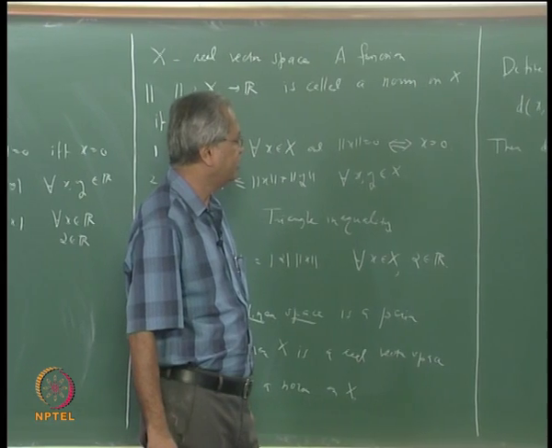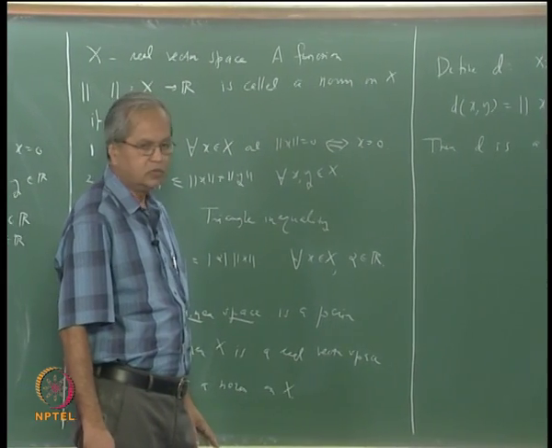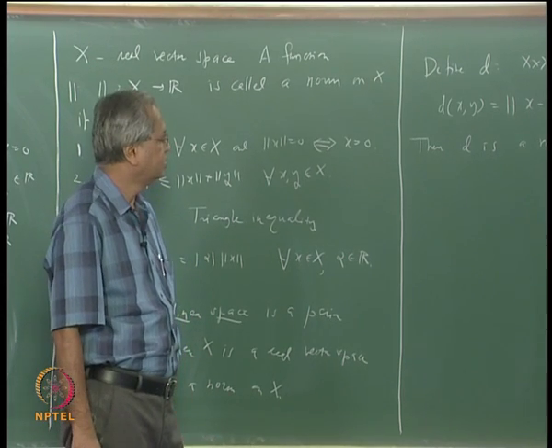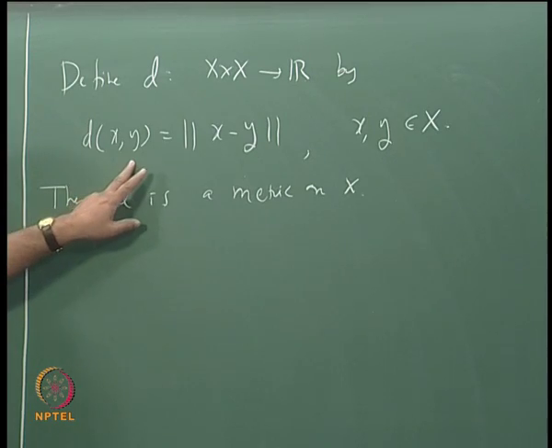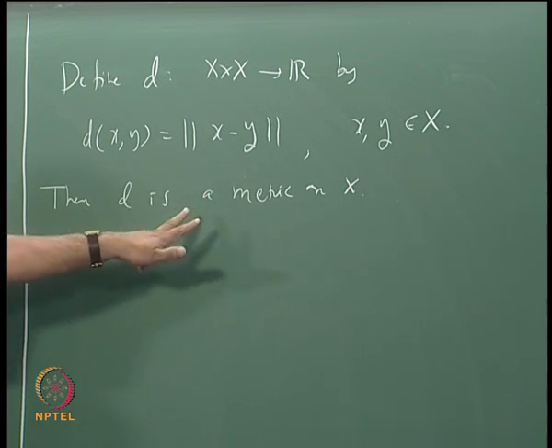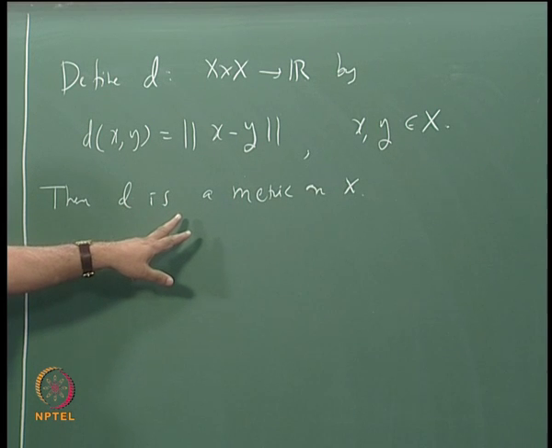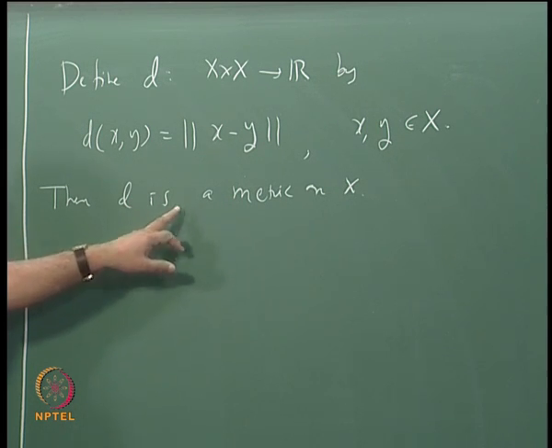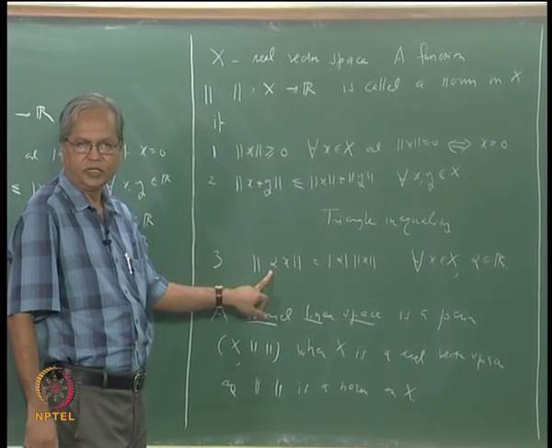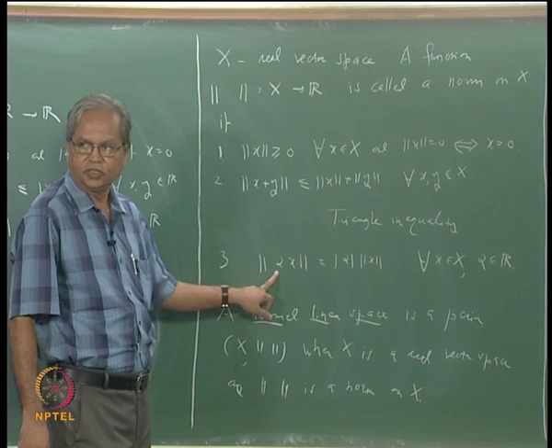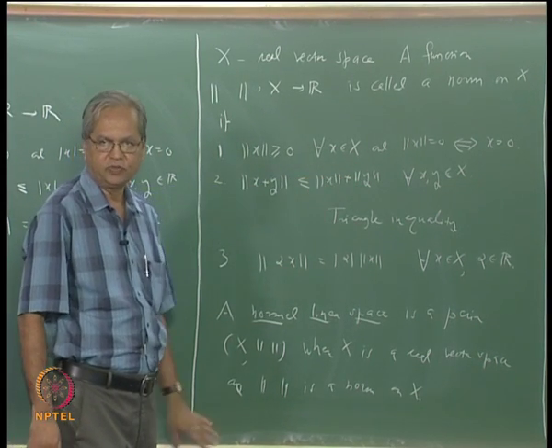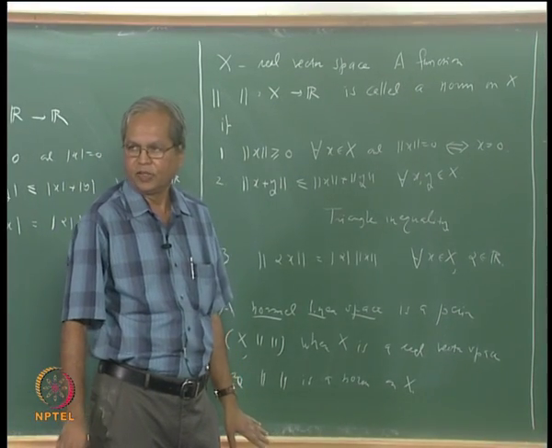What is the other thing that you require? You require that d(x,y) should be the same as d(y,x). What will be d(y,x) from this? Norm of y minus x. Is it the same as norm of x minus y? And from what does it follow? It follows from here. Suppose you take alpha equal to minus 1, then norm of minus x is the same as norm of x, so that will give norm of x minus y is the same as norm of y minus x.